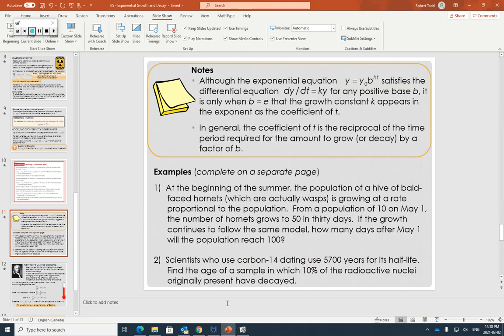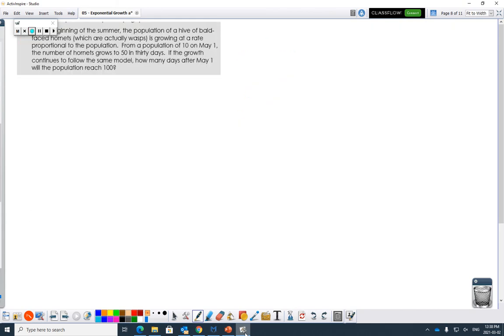Although the exponential equation y equals y naught b to the ht satisfies the differential equation dy/dt equals ky for any positive b, it is only when b equals e that the growth constant appears as the exponent. I'm going to do a couple more examples. No, we're not going to make it. I'm going to have to do Newton's in the last section, because I forgot about these two examples before we got to Newton's law of cooling.